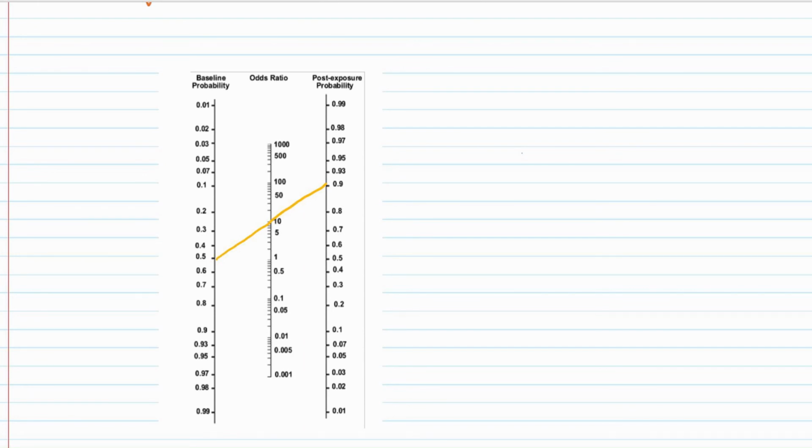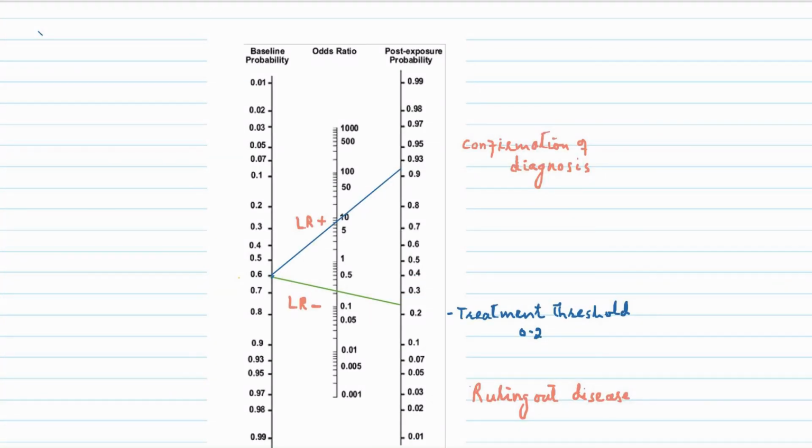In our example, we had a pretest probability of 0.6 and the likelihood ratio of a positive test was 8, and we calculated the post-test probability was around 92%. So we can find this post-test probability with the help of a nomogram without performing calculations. Similarly, for a negative test, our post-test probability was 24%, and we can see it with the help of the nomogram. We can find the post-test probability without performing calculations.